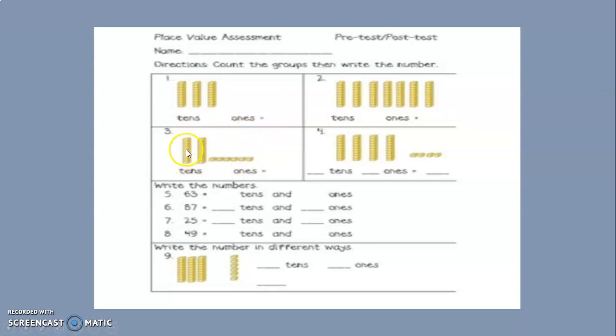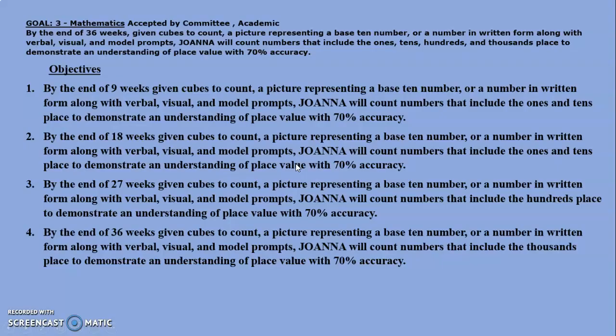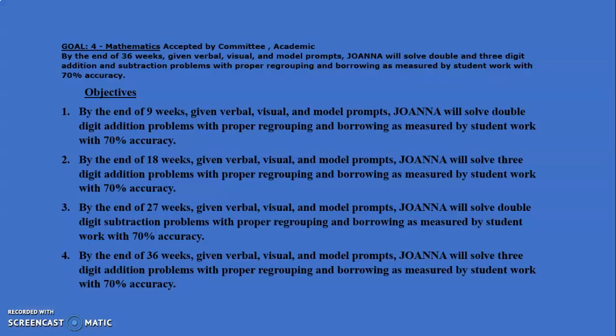So let's go. Remember, a whole row is 10 and 10 is 20. So let's count the singles. 21, 22, 23, 24, 25, 26. So you put your 2 and your 6. Now go ahead and work on the rest of the problems and let's keep going to the next goal. Goal number 4.